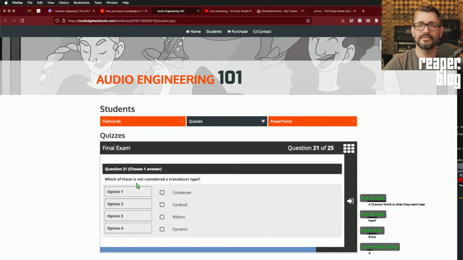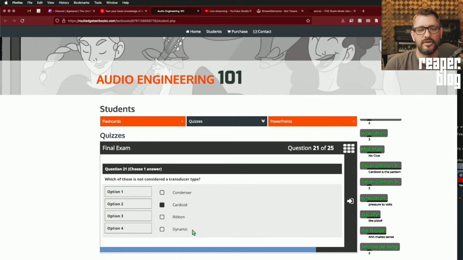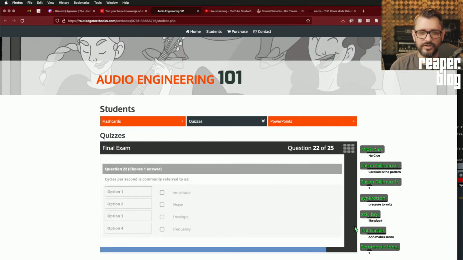Everyone know what a transducer is? A transducer converts energy from one form to another, from a voltage to sound, from sound to a voltage. Cardioid is the only one that is a property of a transducer, but not a transducer itself. Ribbon is a dynamic type, just different ways of building a dynamic transducer. So which is not considered a transducer? That's going to be cardioid. We can only put one answer there.